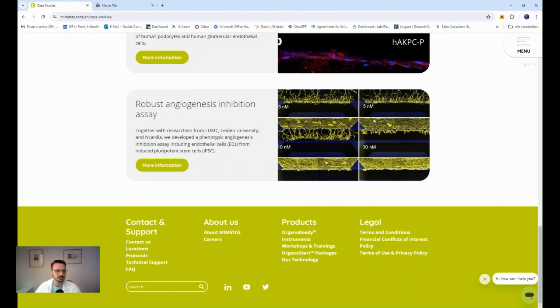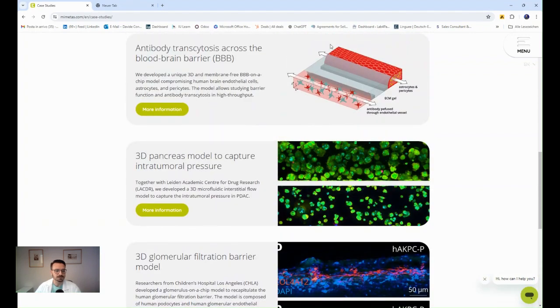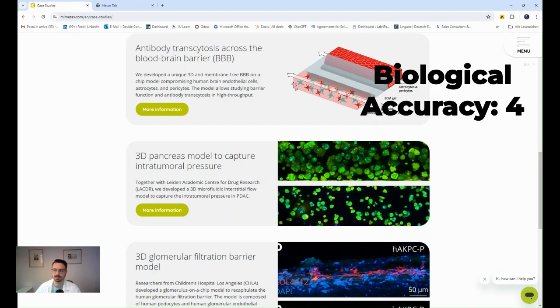They are specialized in a lot of different tissues. It definitely looks like a model that can be used for a lot of applications. They do not really have a big focus on barrier models. They have some barrier models, but at least the air-liquid interface models are not really well represented. But all in all, we would give it a 4 for biological accuracy.